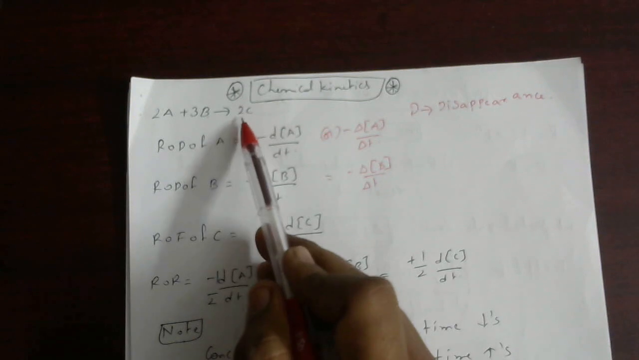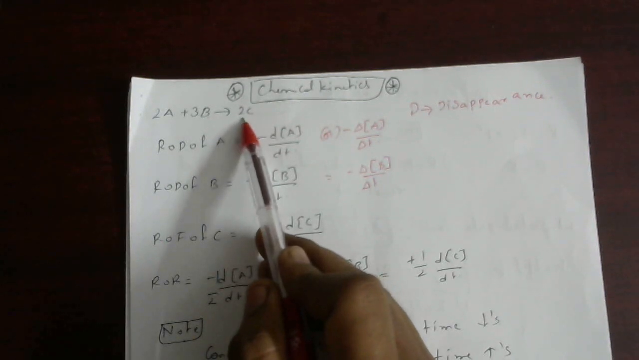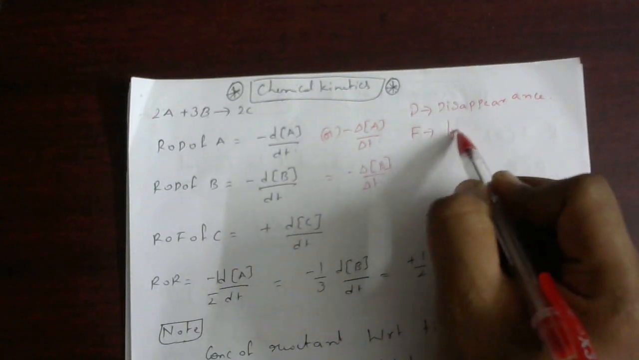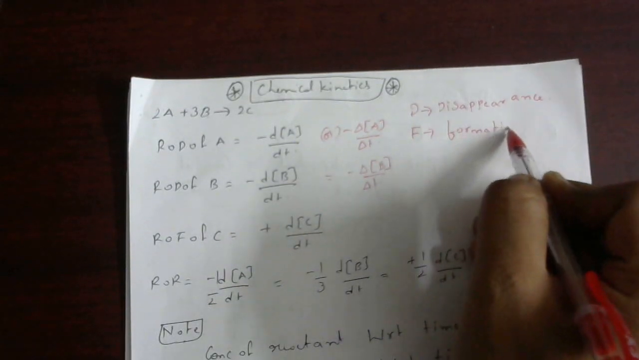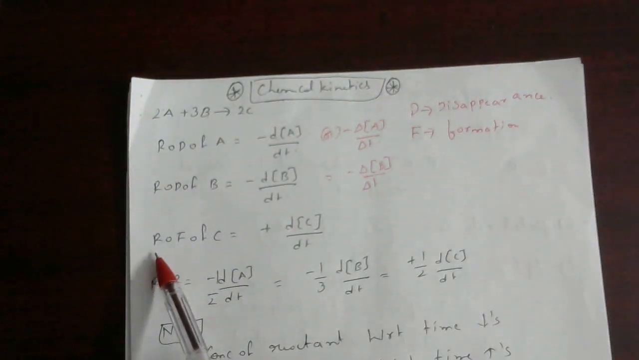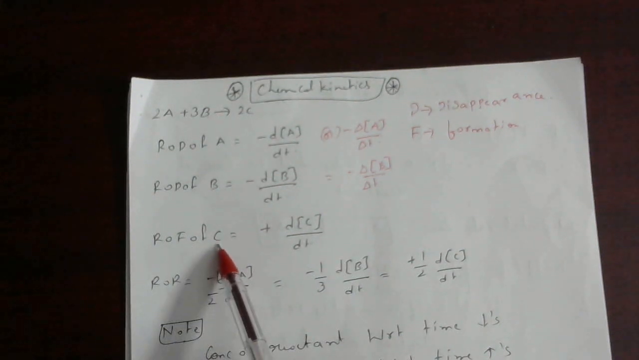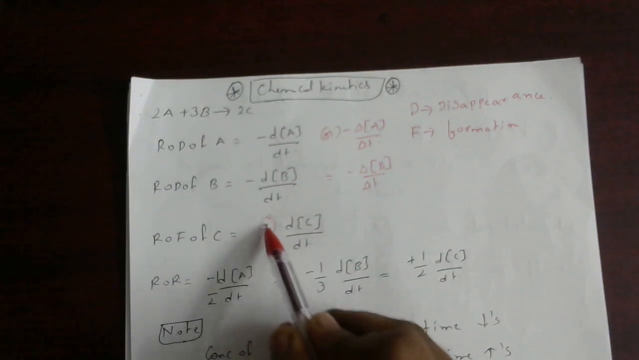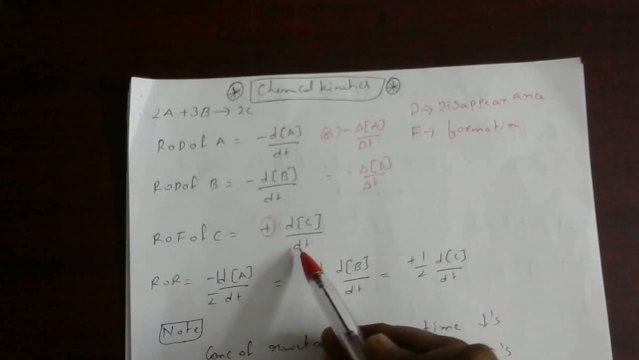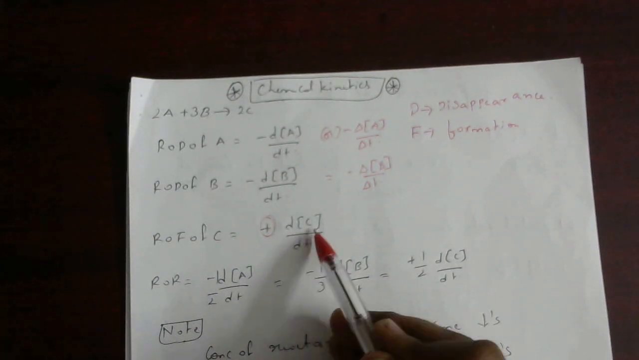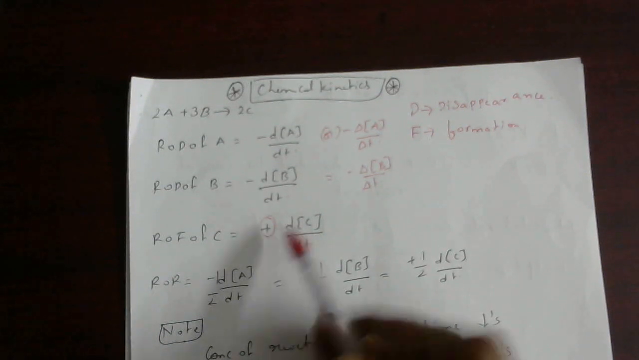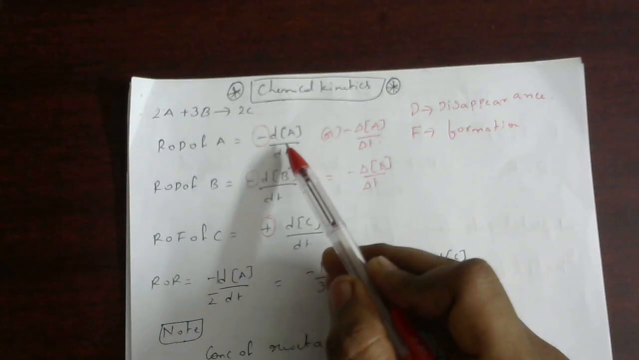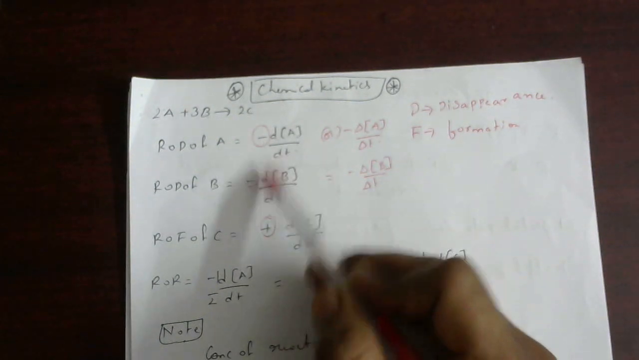Now let's come back to the products. Products we have C here. F is nothing but formation, guys. So I am writing F is nothing but formation. Products will form, so the rate of formation of C is plus d[C]/dt. The plus sign indicates the concentration of products increases, and the minus sign indicates the concentration of reactant decreases, that's why I have kept minus here.